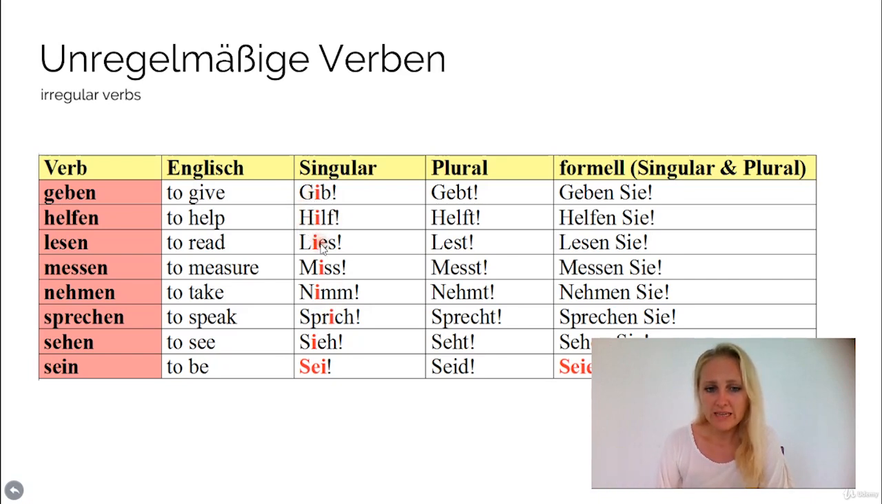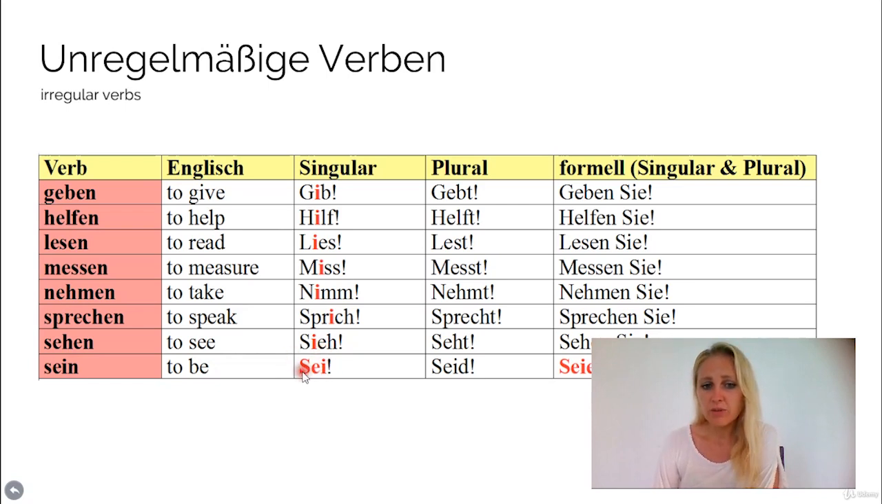Hilf, lies, miss, nimm, sprich, sieh und sei. So you need the verb stem, but here the stem is changing. The vowel is changing from an e to an i for all of those. This one is very irregular, the verb sein, to be: sei. It means be. Let's say be quiet, for example, sei leise.